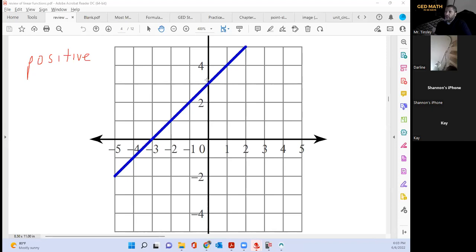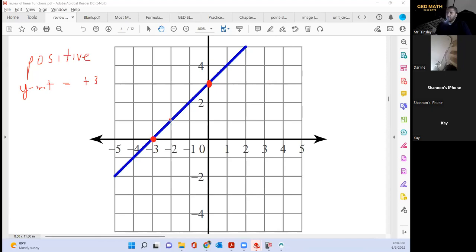The first point is selecting where the line crosses the y-axis. That's known as the y-intercept, where the line crosses the y-axis. So your y-intercept is +3. Then we're going to select another point because you need at least 2 points to find the slope of a line. I'm going to grab this one right here.